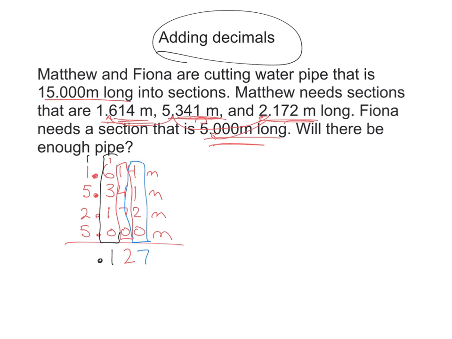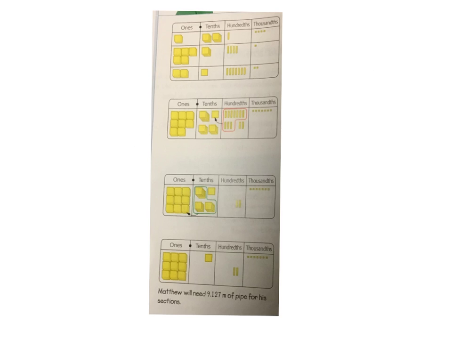Remember, the decimal place stays in the exact same column that it was in, and we just add up this last group. 1 and 1 is 2, plus 5 is 7, plus 2 more is 9, plus 5 more is 14. So just make sure we line up those decimal places, and then you add your columns up and you regroup if necessary.